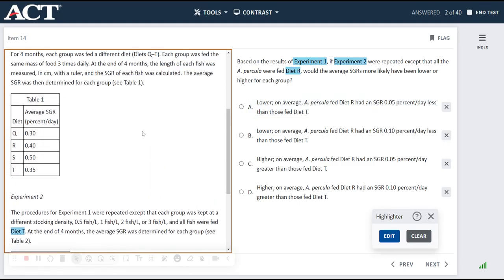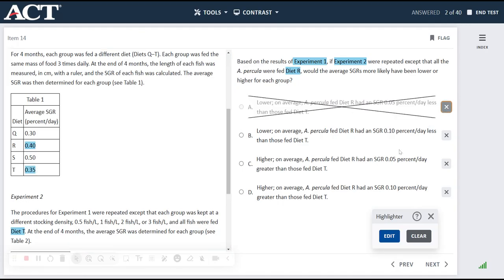So I think we need to look back at table 1. Those fed diet R have 0.4, which is 0.05 more than diet T. Nope, diet R is greater than diet T, so we can eliminate that. So it's process of elimination. All right, on average, those fed diet R had 10% less. No, it's not less, it's more, so it's not that one. Higher: those fed diet R had 0.05% greater than diet T. That is true, so our answer has to be C.